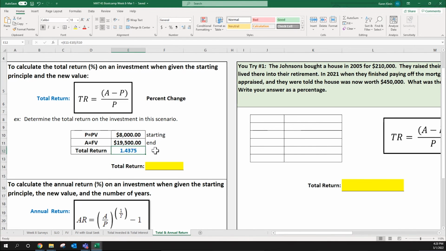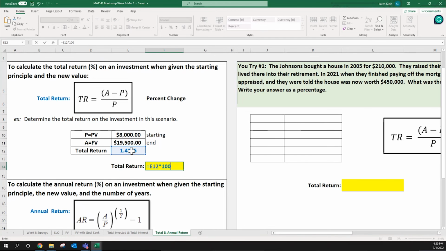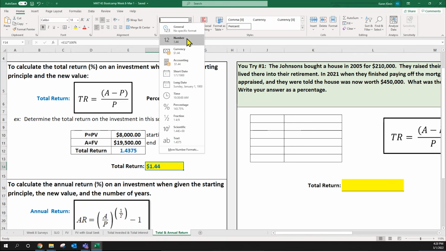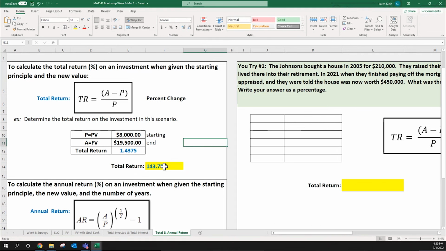Now, when I do that, this is going to give me some sort of numeric. But in order to convert that into a percent, we need to take this amount and multiply it by 100%. And it didn't do it, did it? Let's try that again. Where's my percentage at? There we go. So I have to change my formatting to percent. So basically we want to multiply this number by 100. And that's going to give us 143.75%. So this is how much this investment grew over some set period of time. Now we don't know what that time is. It's just giving us our percent change from the beginning to the end.